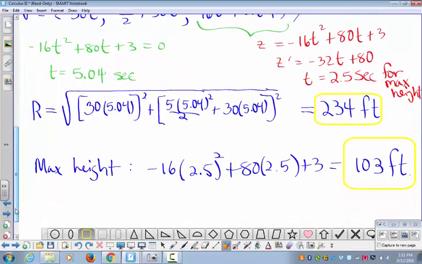For the range, you only use the x and y. Mm-hmm. Because the ball is going up into the air, but it's landing down into the xy plane again. So the range is that lateral distance from where it started to where it ended. So yeah, we don't need the z component for the range.